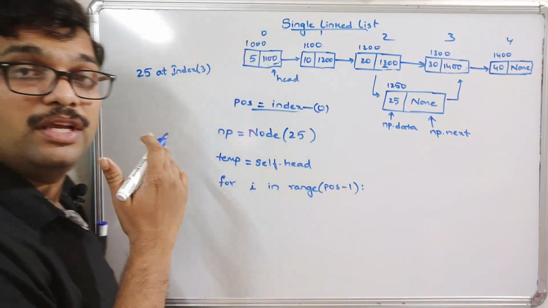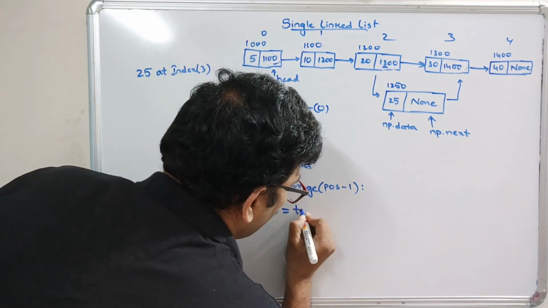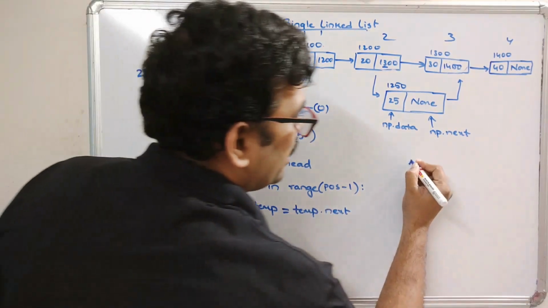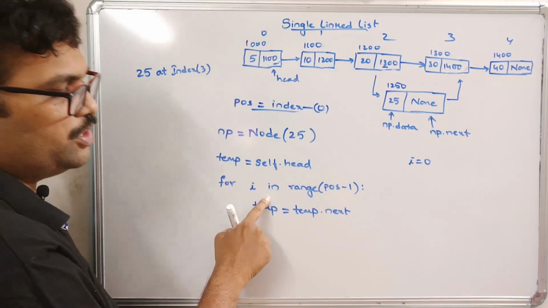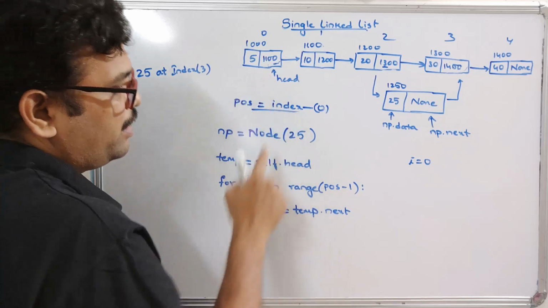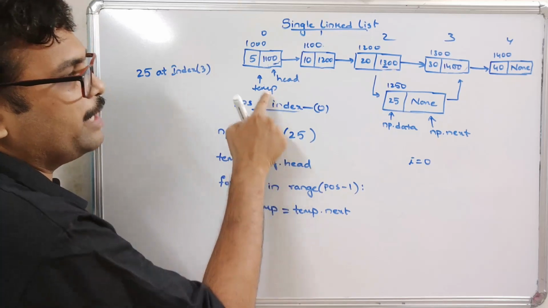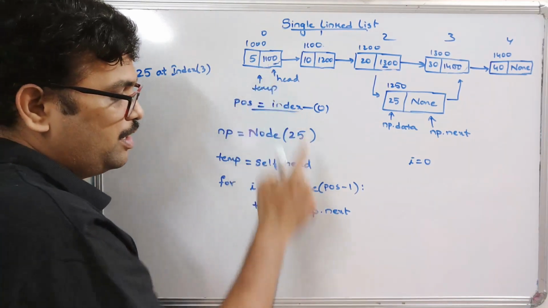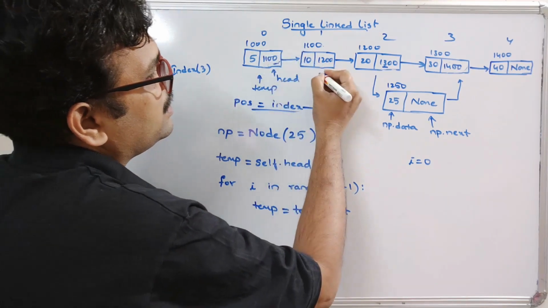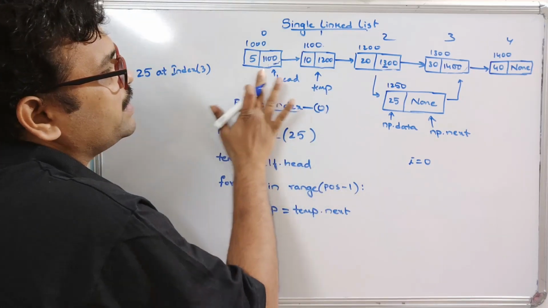What we have to do? We have to keep on moving. So temp is equal to temp dot next. See, for first iteration i is equal to 0. So i is equal to 0 means index. So temp is equal to temp dot next. So here head, here itself a temp. After executing this statement, the temp will also be pointing towards the first element. After the first iteration, the temp will be moving towards the first index.